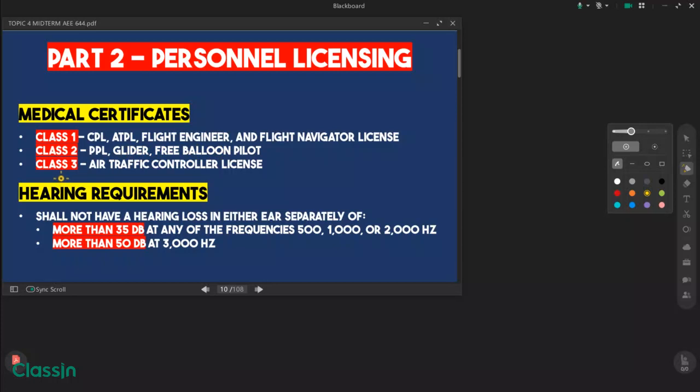So sa hearing requirement, shall not have a hearing loss in either ear separately of more than 35 decibels at any frequencies 500, 1,000, or 2,000 hertz and more than 50 decibels at 3,000 hertz. So, sir, bakit mo po ba mahalaga na ang isang flight crew member ay walang hearing disability? Kasi, always remember, ang communication po ng tower to pilot or ground to air natin is by what? By radio. So, yung radio na yon, dun po sila nag-uusap.